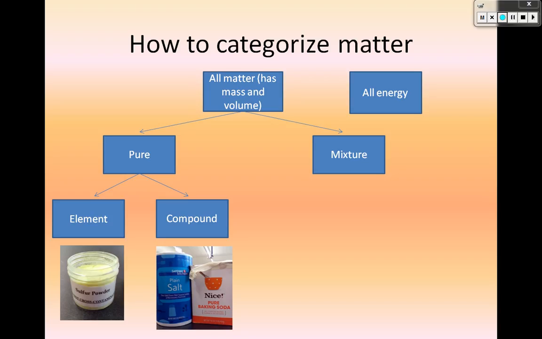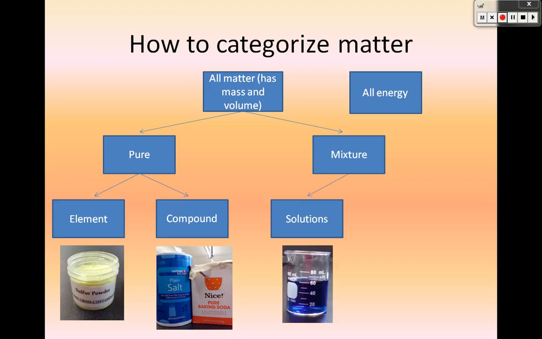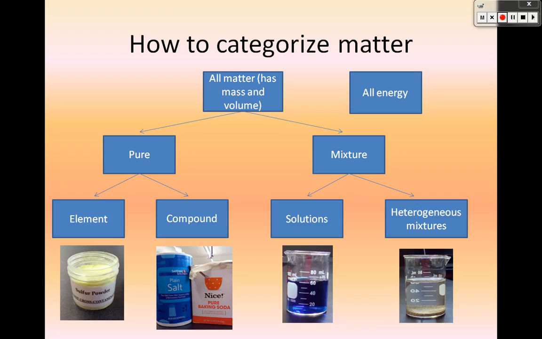On the mixture side of things, we have 2 different kinds of mixtures. We have solutions, and solutions are mixtures where you cannot see the different parts of the mixture. In this example of water with blue food dye in it, you can't see the blue food dye as different from the water. Then we also have what are called heterogeneous mixtures. Heterogeneous means different parts. So here you can see the different parts. This is sand in water, and you can see the water and you can see the sand, and so that's called a heterogeneous mixture.